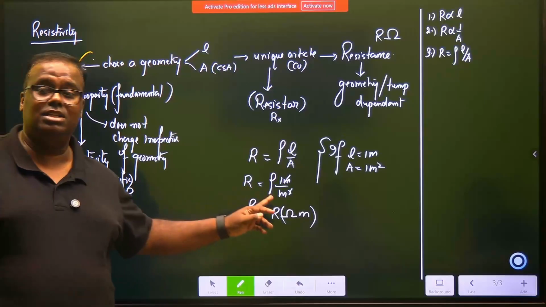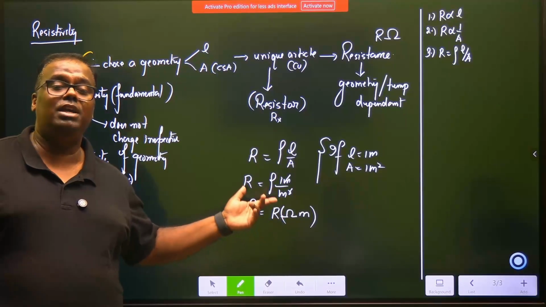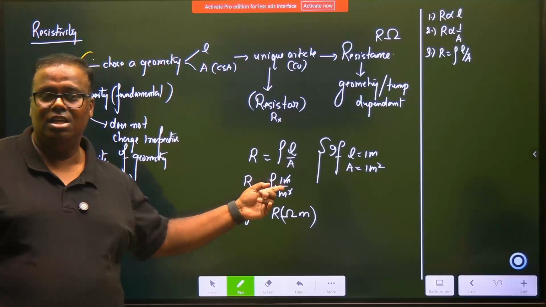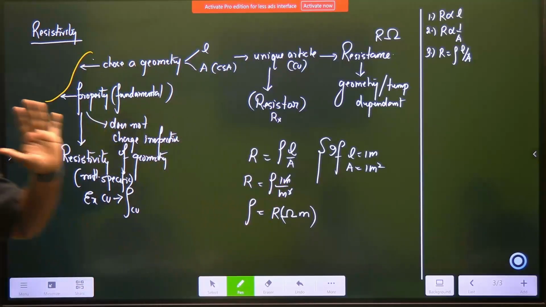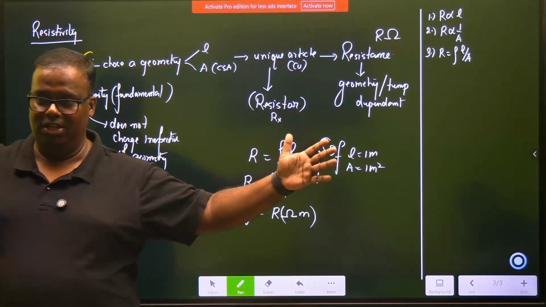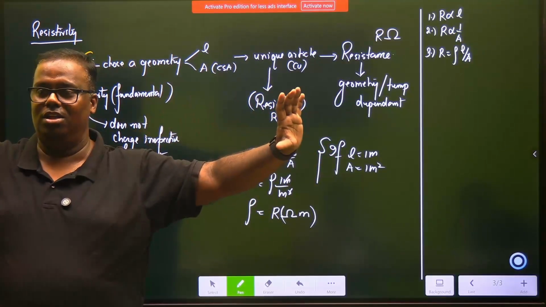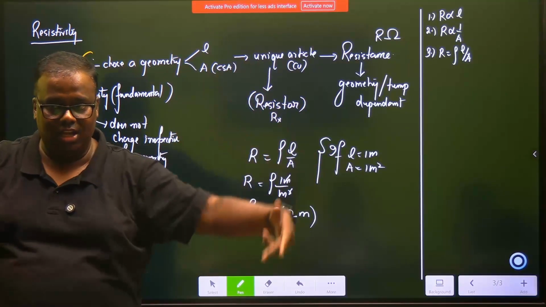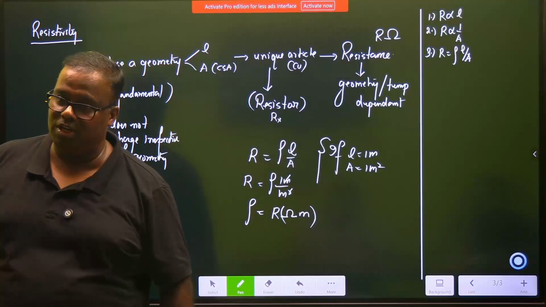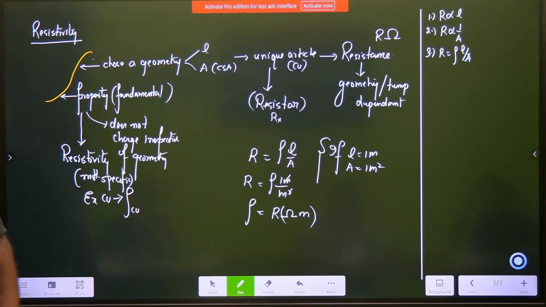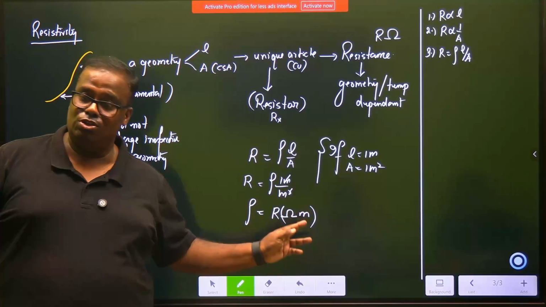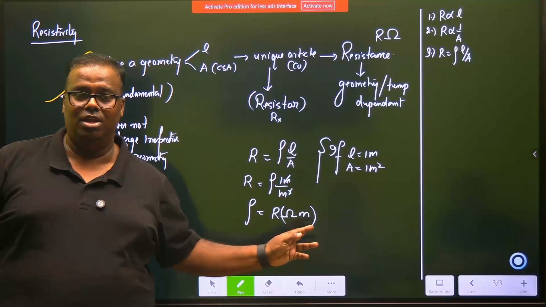Resistivity is the resistance offered by a resistor or a conductor of unit length and unit cross-sectional area. Suppose I have a wire which is 1 meter long and has a cross-sectional area of 1 meter square. The resistance that it will offer is called resistivity. You could have chosen a 5 meter wire, but make sure you also choose 5 meter square.